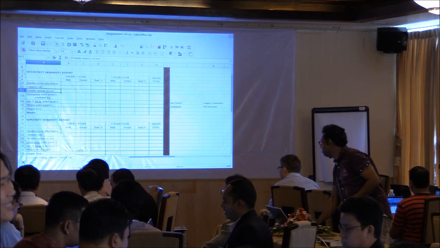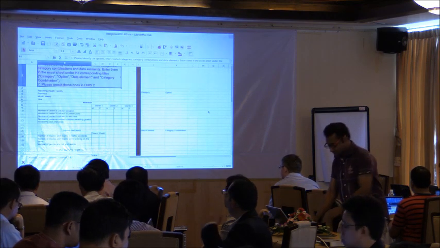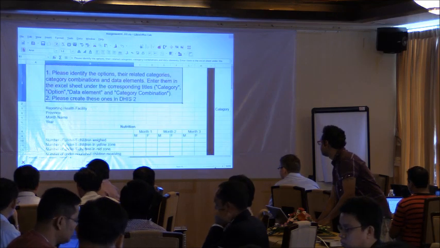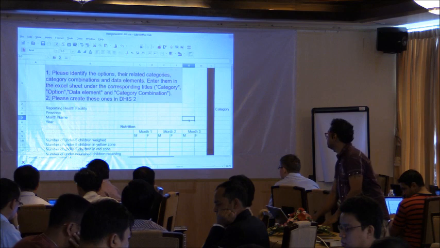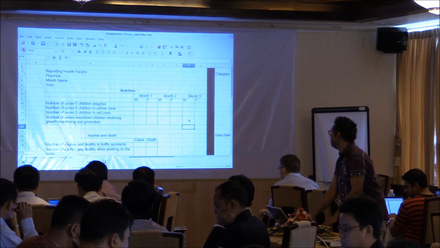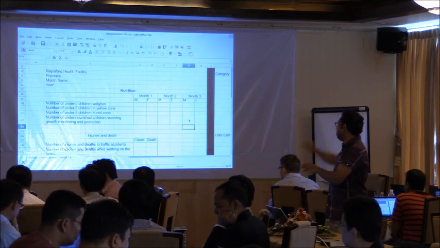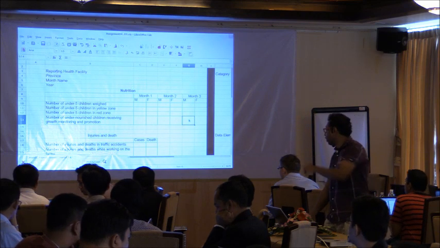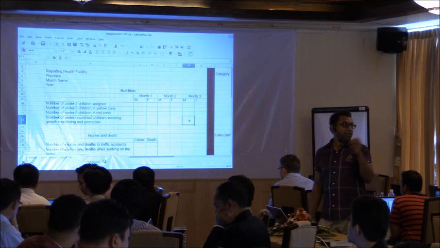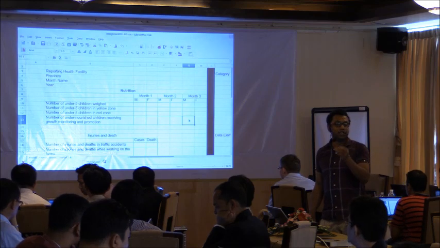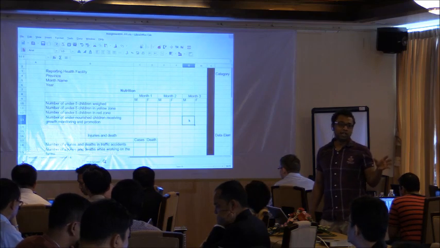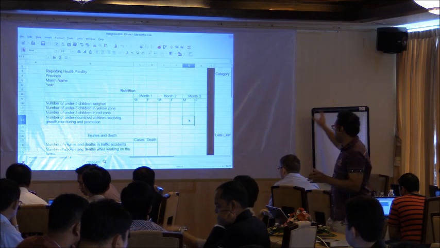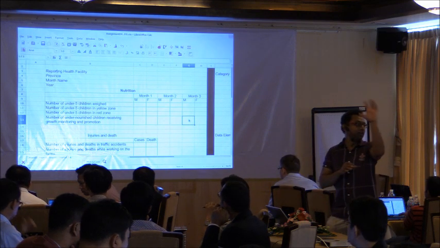And then assignment 2. Can you all see? The same thing, you need to identify the data elements, category, and everything. For the second and third assignments, you have to create them in your DHIS. First assignment, don't worry, you just have to identify it. Second assignment, you have to identify it and also create it in DHIS.